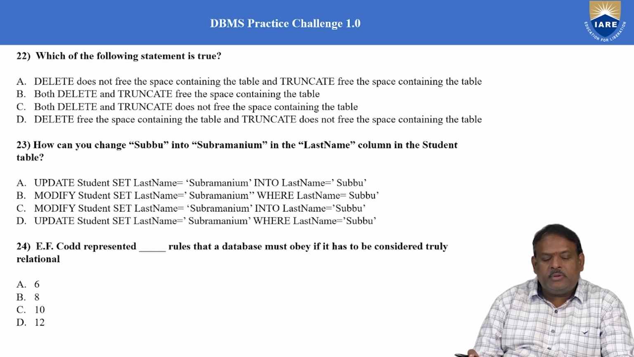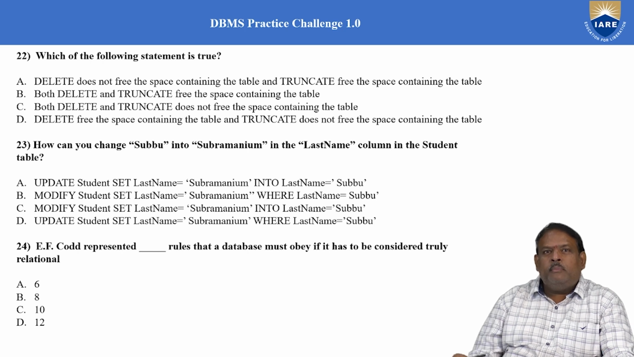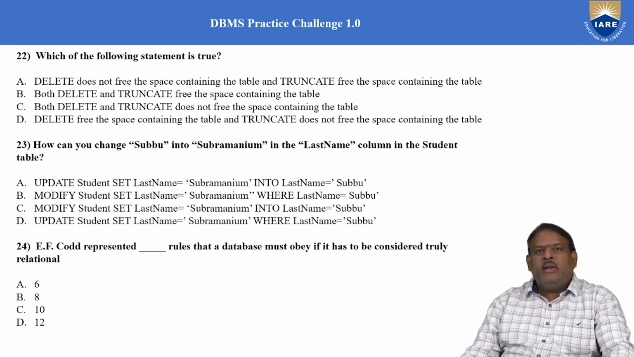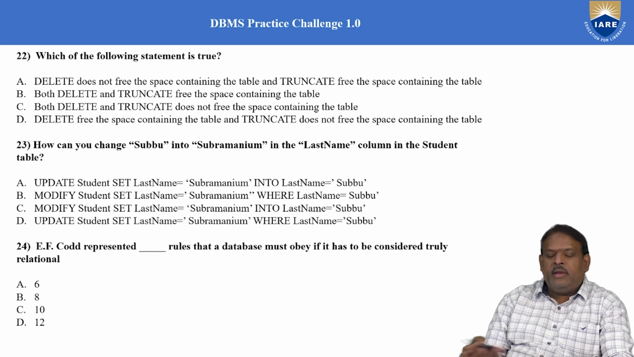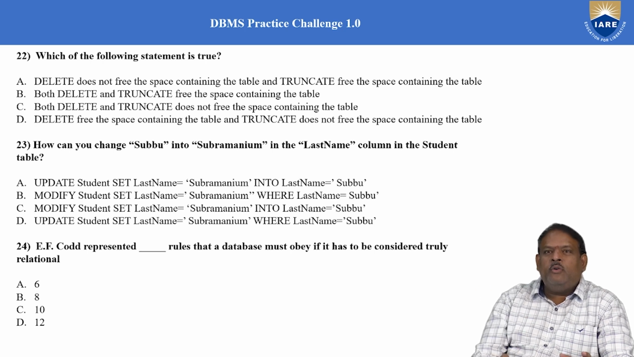Now let us see the options. Option 1: delete does not free the space containing the table, and truncate frees the space. Option 2: both delete and truncate free the space containing the table. Option 3: both delete and truncate do not free the spaces. Option 4: delete frees the spaces, truncate does not free spaces. So here everything is related to spaces and erasing. Here we need to understand how it works.